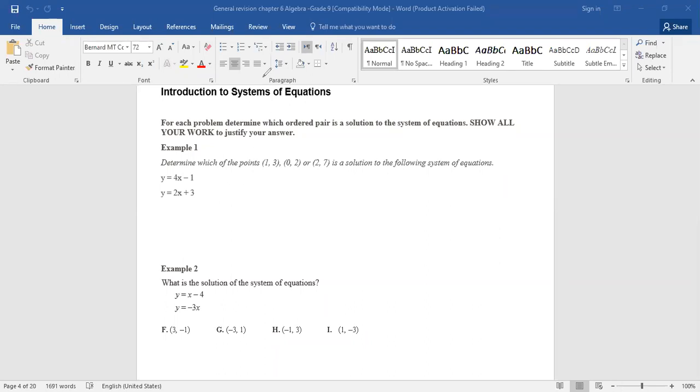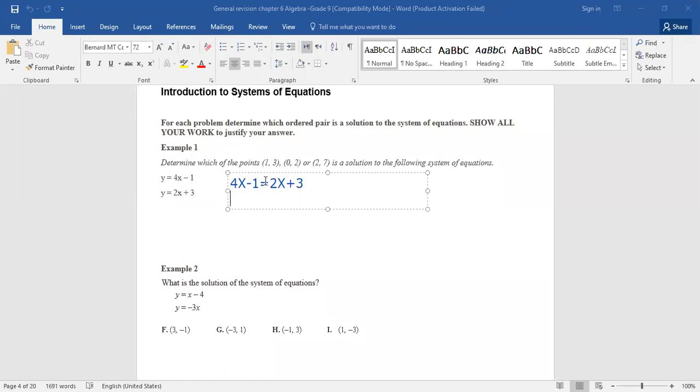Let me say something. Maybe it will be faster. In this one, you already have y. You have y equal 4x minus 1 and y equal to x plus 3, right? So you can solve it by substitution. Yes, it will be easier. So it will be 4x minus 1 equal 2x plus 3. Then now we will combine the like terms together.